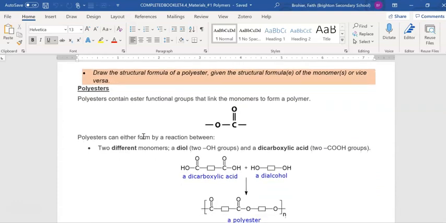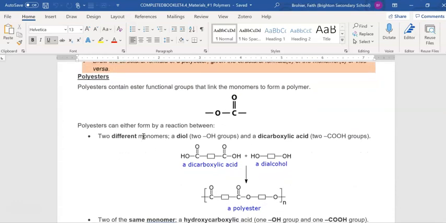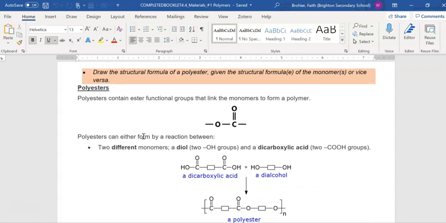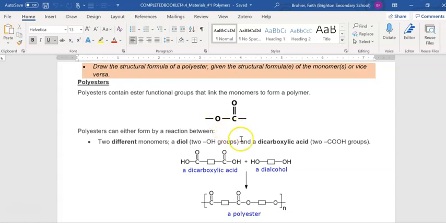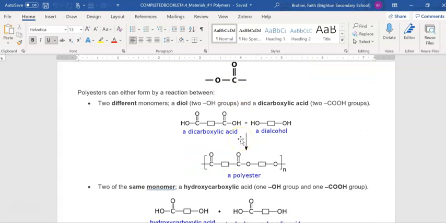So polyesters, if we're going into a little bit more detail, you have to be able to draw the structural formula of a polyester given the structural formula of the monomer, or vice versa. So if you're given a monomer, you should be able to draw the polyester that forms from it. Alternatively, if you're given a polyester, you should be able to draw the monomer that forms from it. So polyesters will look like this.